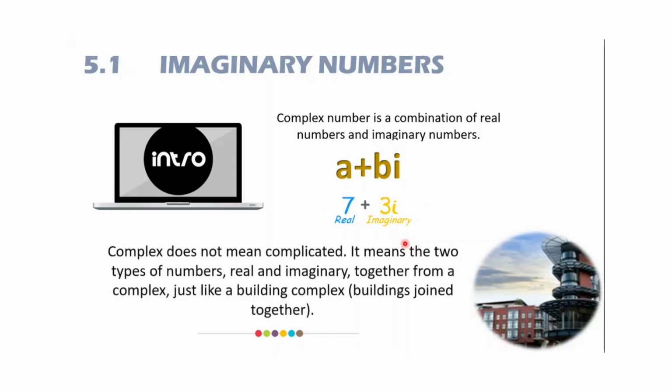Complex does not mean complicated. It means the two types of numbers, which are real and imaginary, together form a complex. Just like a building complex, buildings joined together. Okay, complex numbers ni kombinasi dua nombor nyata dan nombor imaginary. Macam bangunan, kita tengok bangunan kompleks ialah bangunan yang mengandungi beberapa kedai di dalamnya. That is complex.